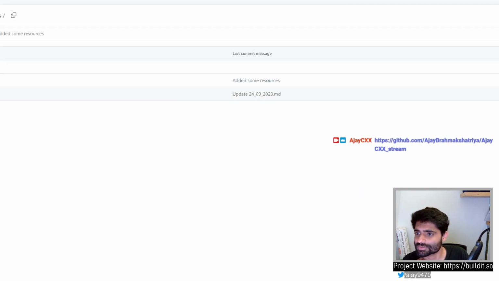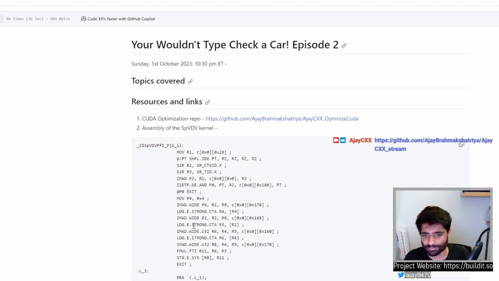So if you go to today's doc, it should have the PTX. And the bad instructions are these two. The last load and store is the bad one.